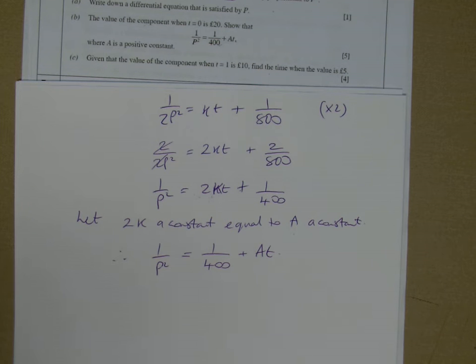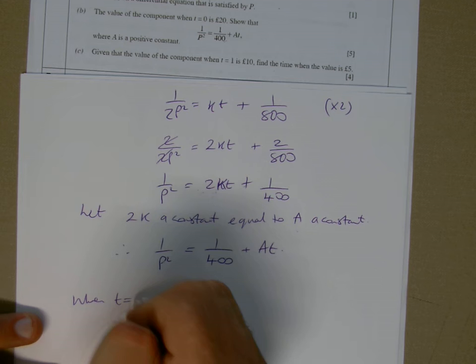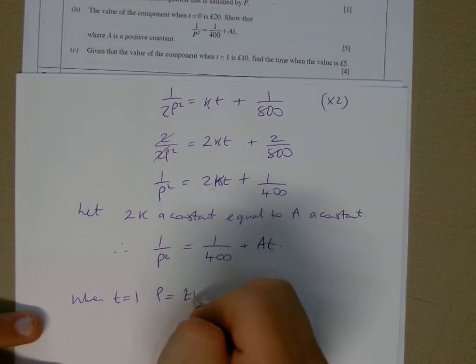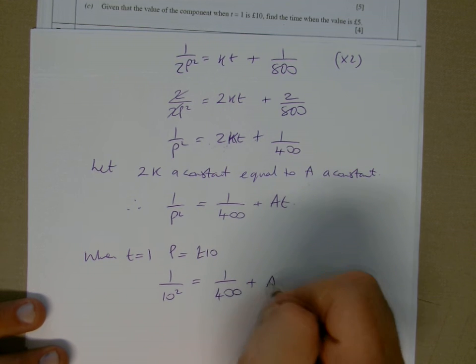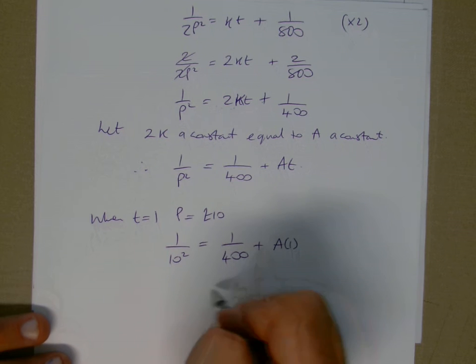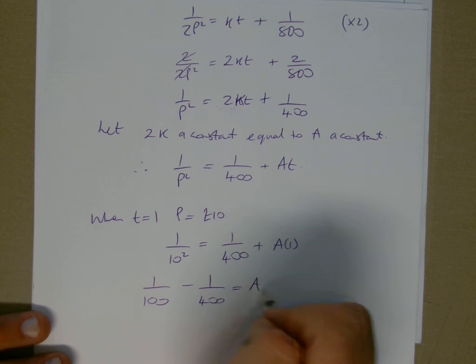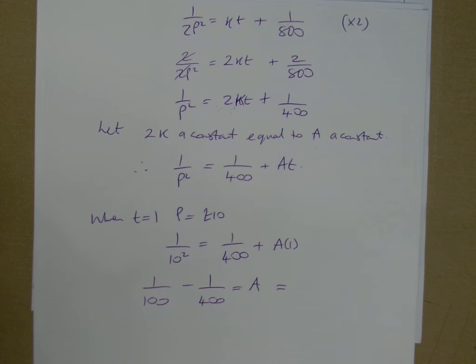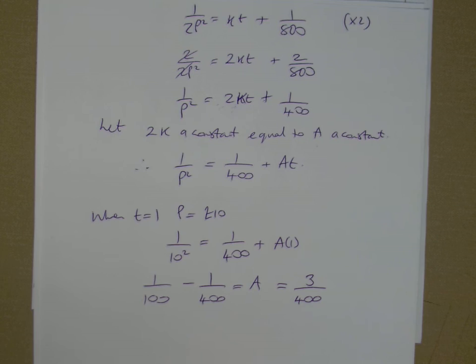So part C then. It says, given that the value of the component when t equals 1 is £10, find the time when the value is £5. So when t is 1, p is equal to £10. We sub that in: 1 over 10 squared equals 1 over 400 plus a times 1. So we can work out a. That'll be 1 over 100, 10 squared, take away 1 over 400, that will equal a. If we work that out on the calculator, we get 3 over 400. So that's my a.